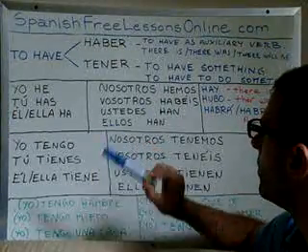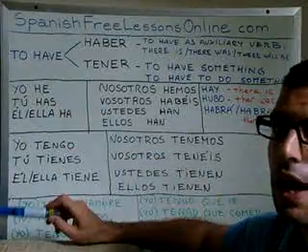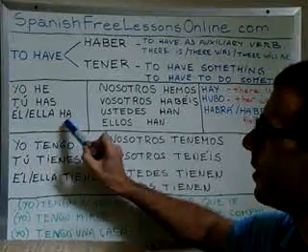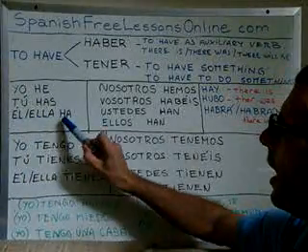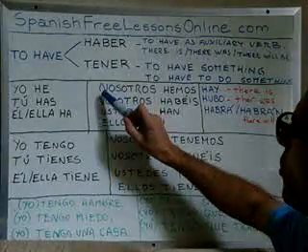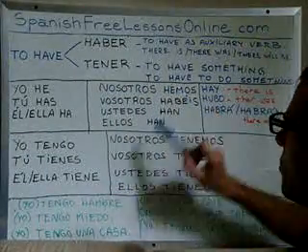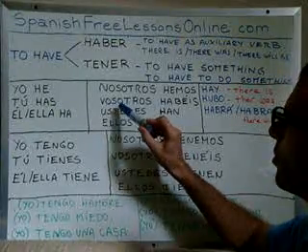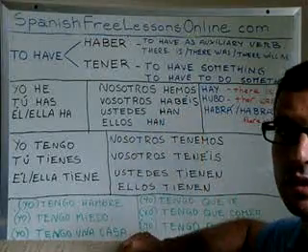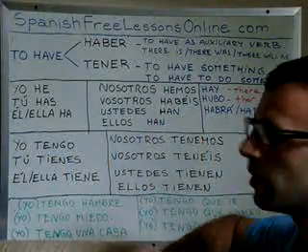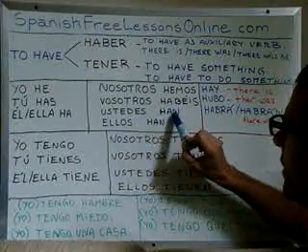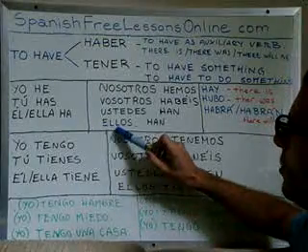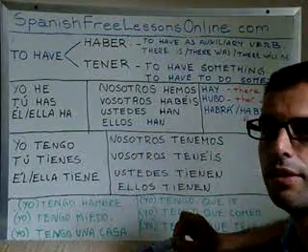And ellos is they. So, yo he is I have. Tú has, you have. Él ha, he has. Ella ha, she has. Nosotros hemos. We have. Vosotros habéis. You have, plural. Ustedes han. Again, you have, plural. Ellos han. They have.